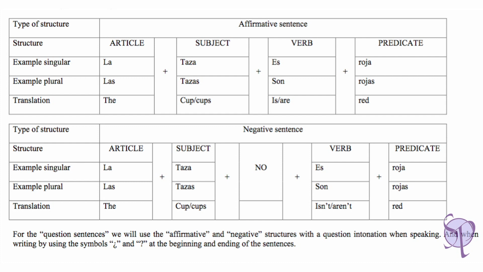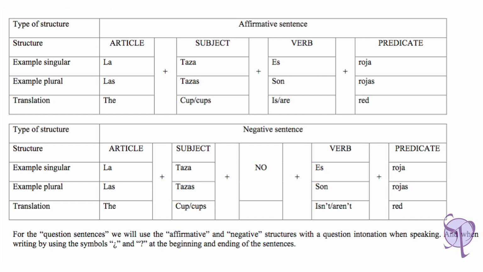Now we're going to create the first sentences. So we have the articles, we have the nouns, we have the verbs, and we have the adjectives. So now, give a look at the next chart. This puzzle is named "The Cup is Red."